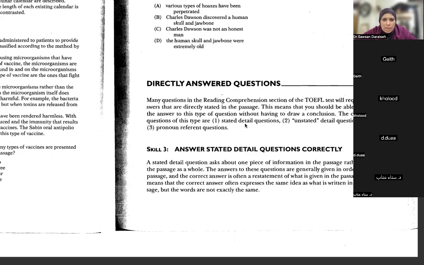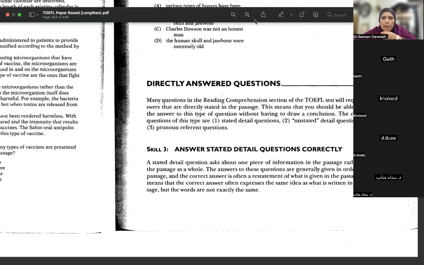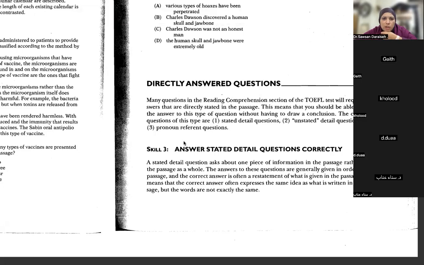These are questions that want details, specific details that are of course in the text. Unstated detail questions, unstated meaning not mentioned in a detailed way; the answer is of course in the text but not explicitly. And pronoun referent questions, which are questions about the pronoun. So directly answered questions have to do with stated detail questions, unstated detail questions, and pronoun referent. Like, what does this pronoun refer to?